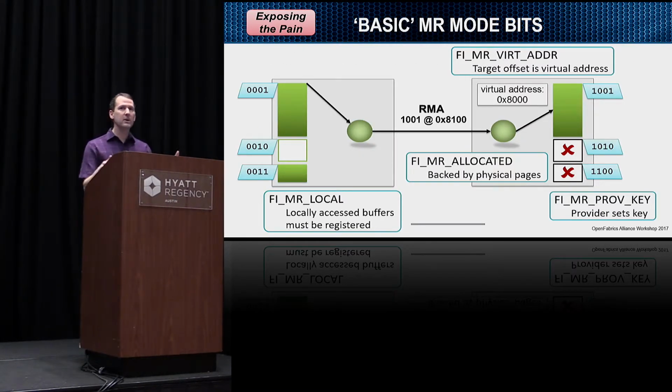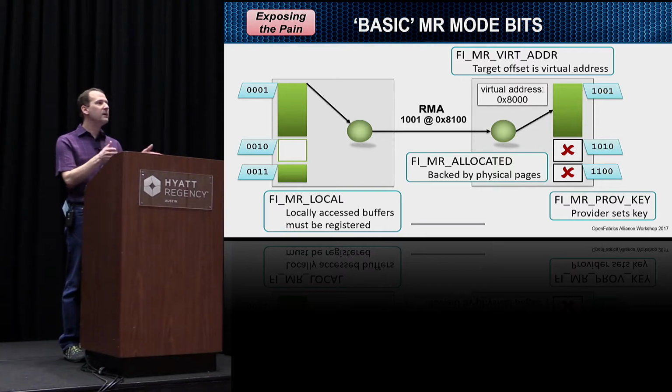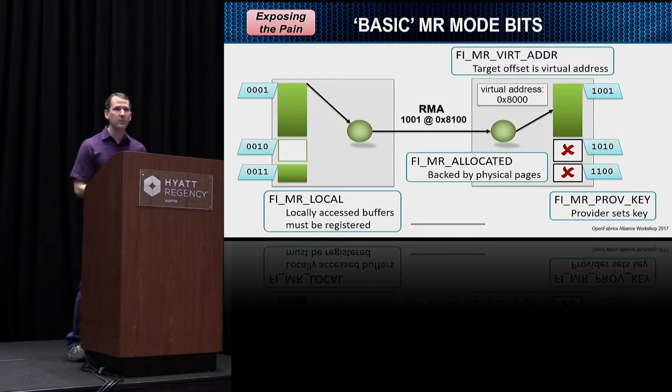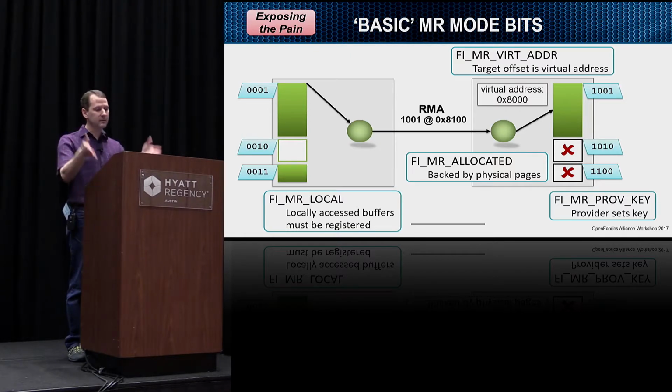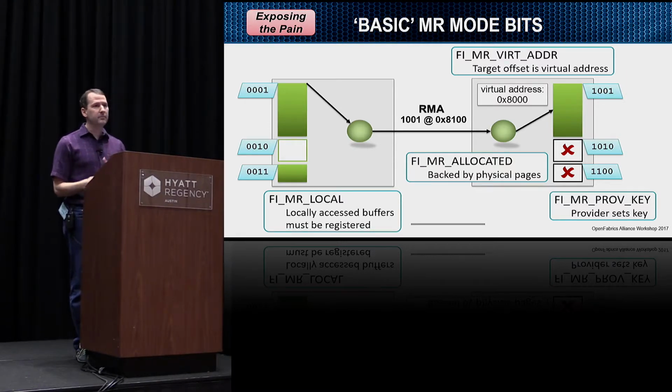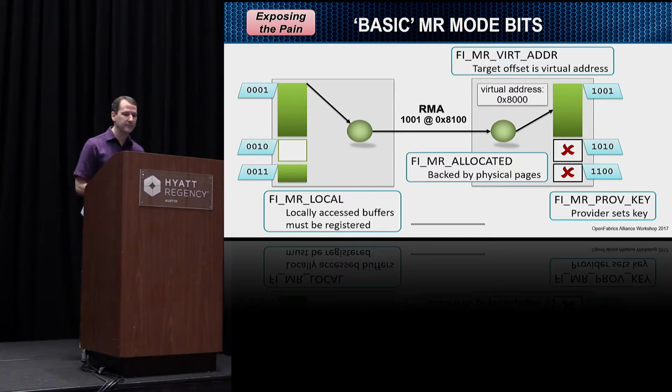What used to be known as basic, we split up. What did basic actually represent? It represented really three different things. First, as you have at the bottom right there, the provider selects the memory key. So who selects the key? If that mode bit is set, the provider tells you what the key is. Do you have to have physical pages backing your memory when you register? If you have to have allocated memory on the registration call, the MR allocated bit will be set.